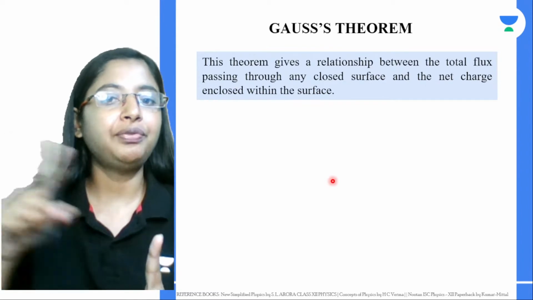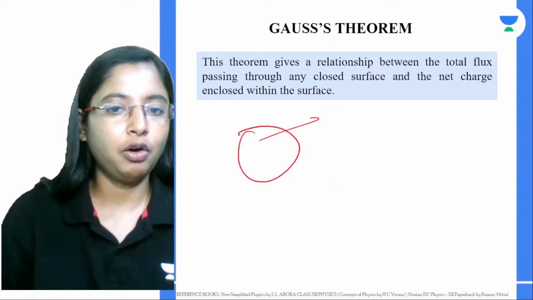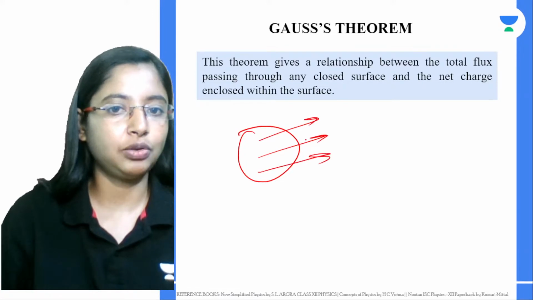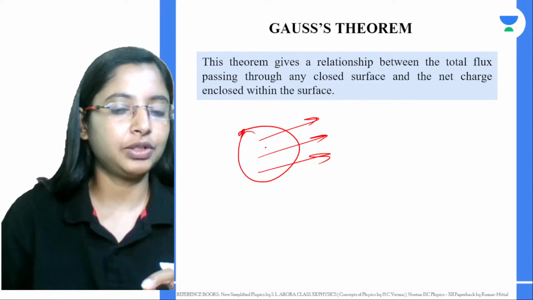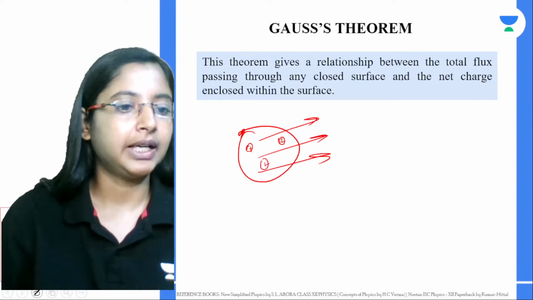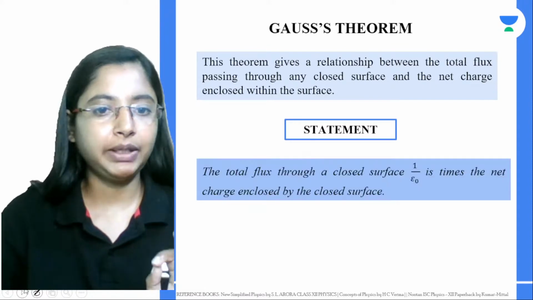Okay, let's say you have a closed surface. Now how many field lines are passing through this closed surface? And if so many field lines are passing through it, how many charges are there inside that surface? This relationship is basically given by Gauss's law. Alright, now the statement is very simple.